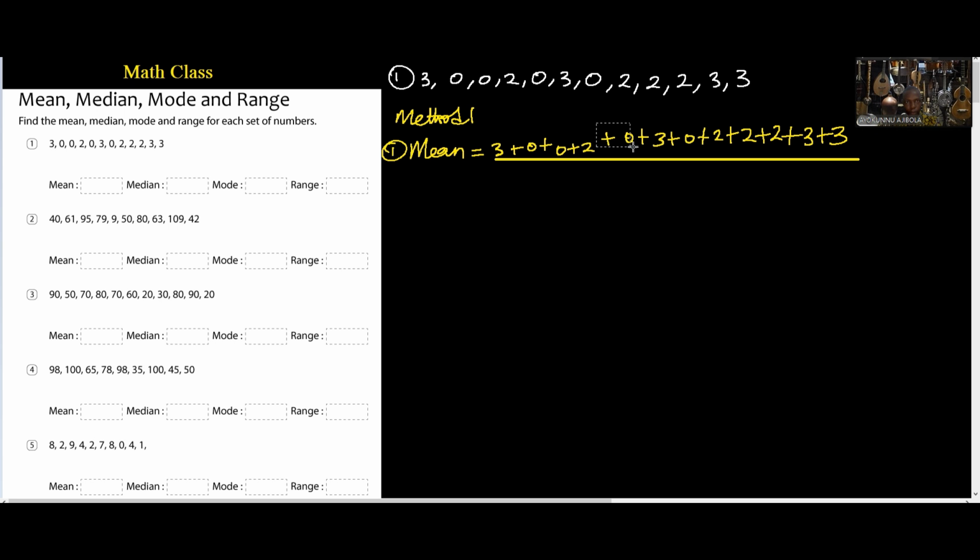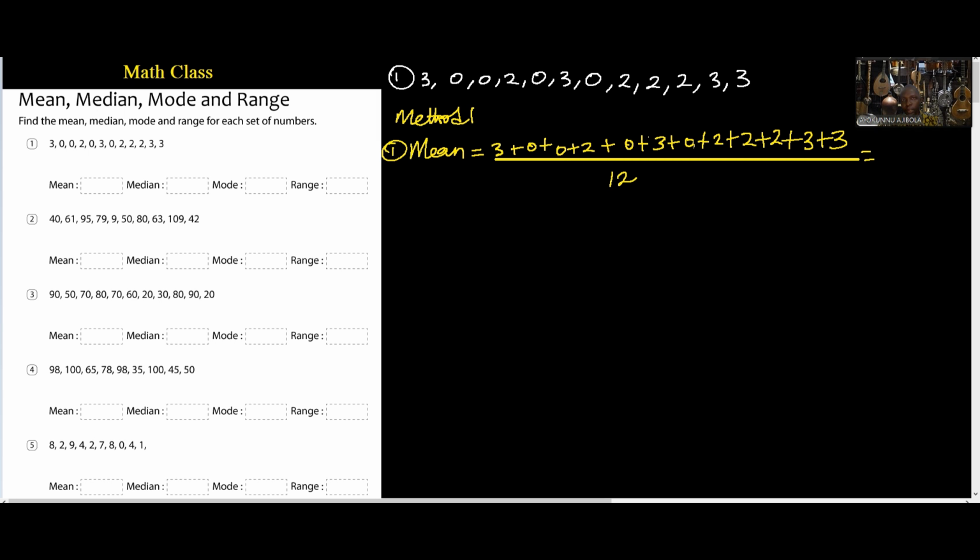Let me move this down a bit, move all these points downward. So 1, 2, 3, 4, 5, 6, 7, 8, 9, 10, 11, 12. So there are 12 entries. I'm going to divide by 12, and this will give me the mean, whatever I arrived at here.